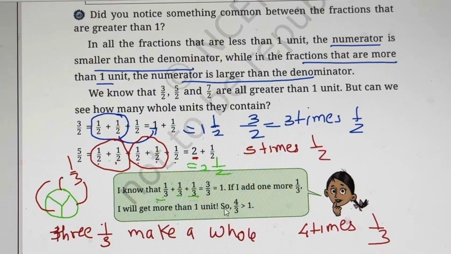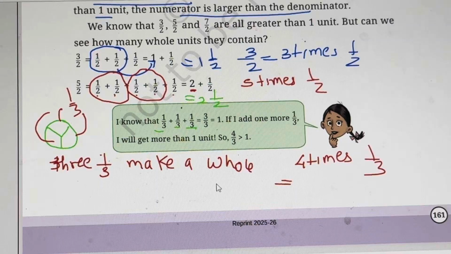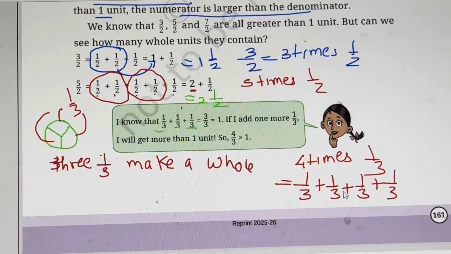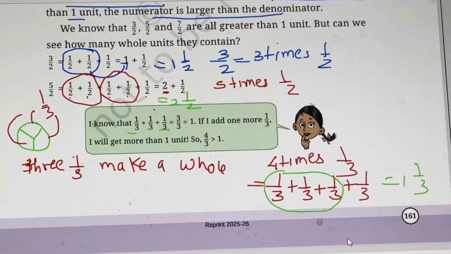Right? So I will get 1 unit more than 4 times 1/3. You can write 4 upon 3 as 4 times 1 upon 3, which is 1 upon 3 plus 1 upon 3 plus 1 upon 3 plus 1 upon 3. And as I told you, 3 times 1 upon 3 gives you 1. So this becomes 1 whole and 1/3. Right? So then it's easy for anyone to understand.